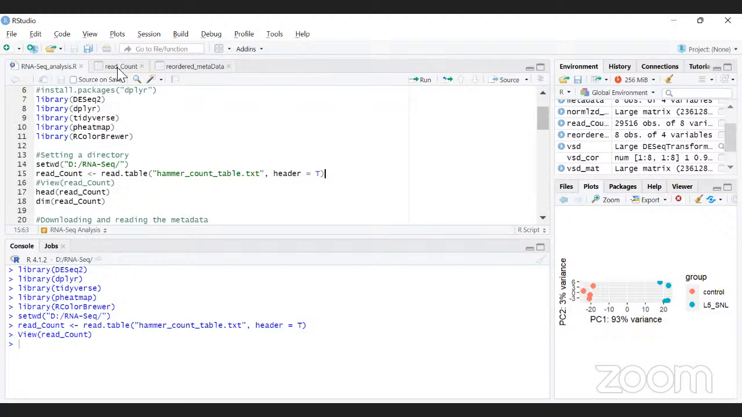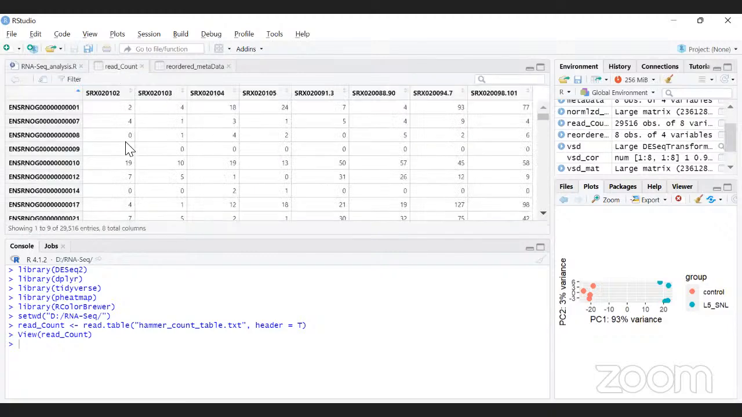And this is how the count file looks. The idea is that you have different samples in the columns. These are all samples, and these are all genes. And these are the counts, the number of reads that are present for this particular gene in this particular sample. So there are around two reads of this particular gene, the first one, in SRX102. So this is what the meaning is.